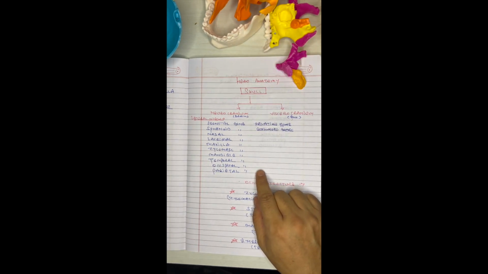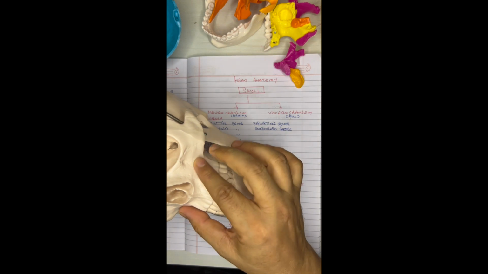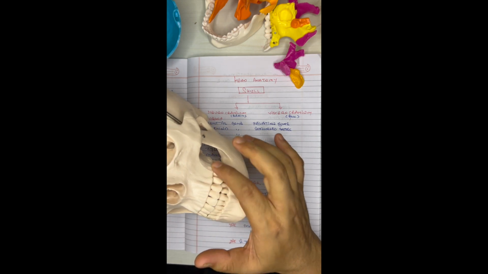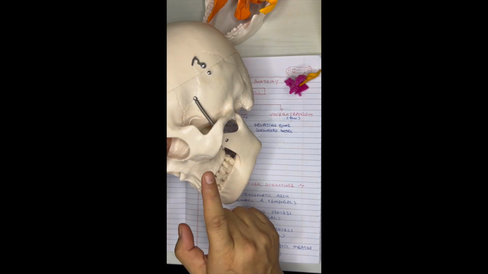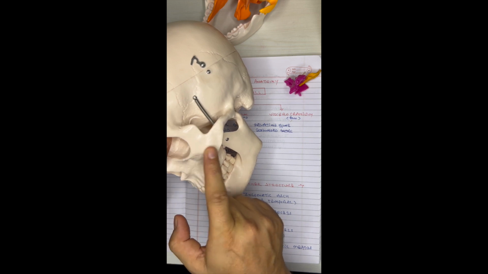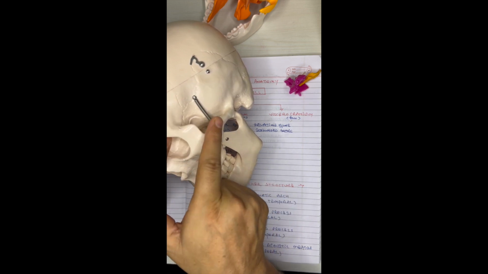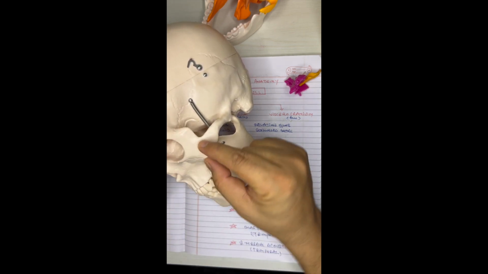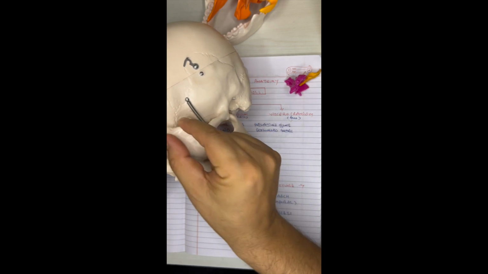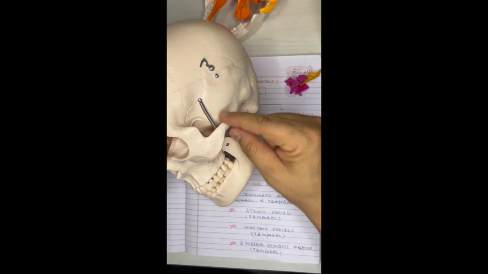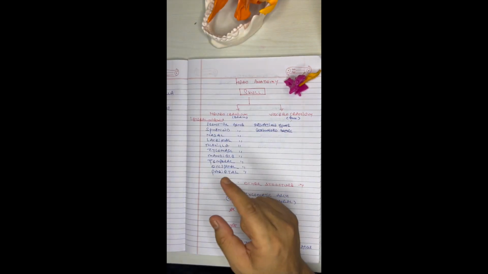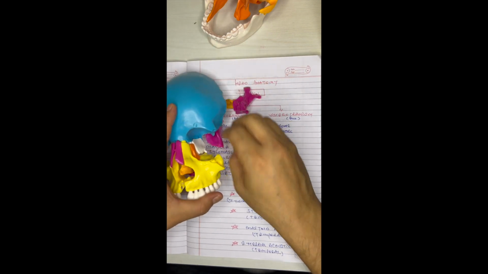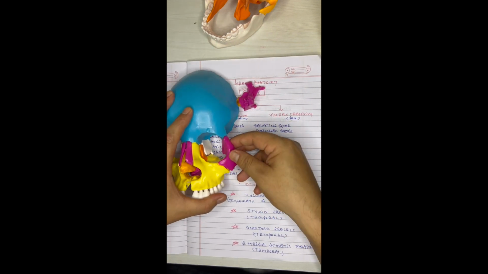We can see the maxilla. So the maxilla is this part, and the upper teeth are the maxillary teeth, which are connected with the maxilla. Here we can see this is the zygomatic bone. The zygomatic bone goes on the back side, even going superiorly. So this is the zygomatic bone, okay, a very important bone.